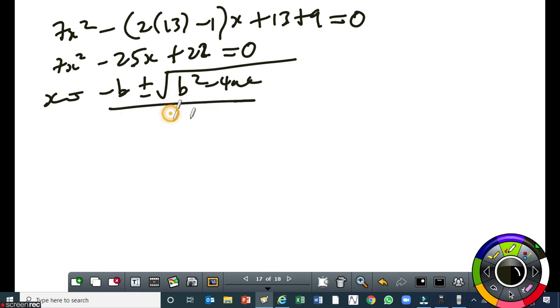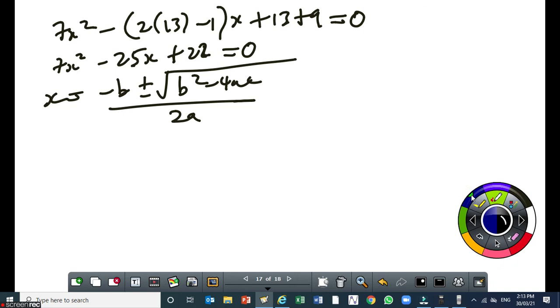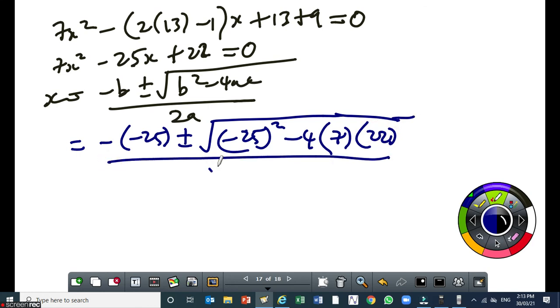What am I trying to do? Determine the second root. I know that the first root is 2. What is the second one? I don't know. I need to find it. Okay? So, my b is negative 25, plus or minus the square root of minus 25 squared minus 4 times a, which is 7, times c, which is 22. Okay? All over 2a, which is 2 times 7.